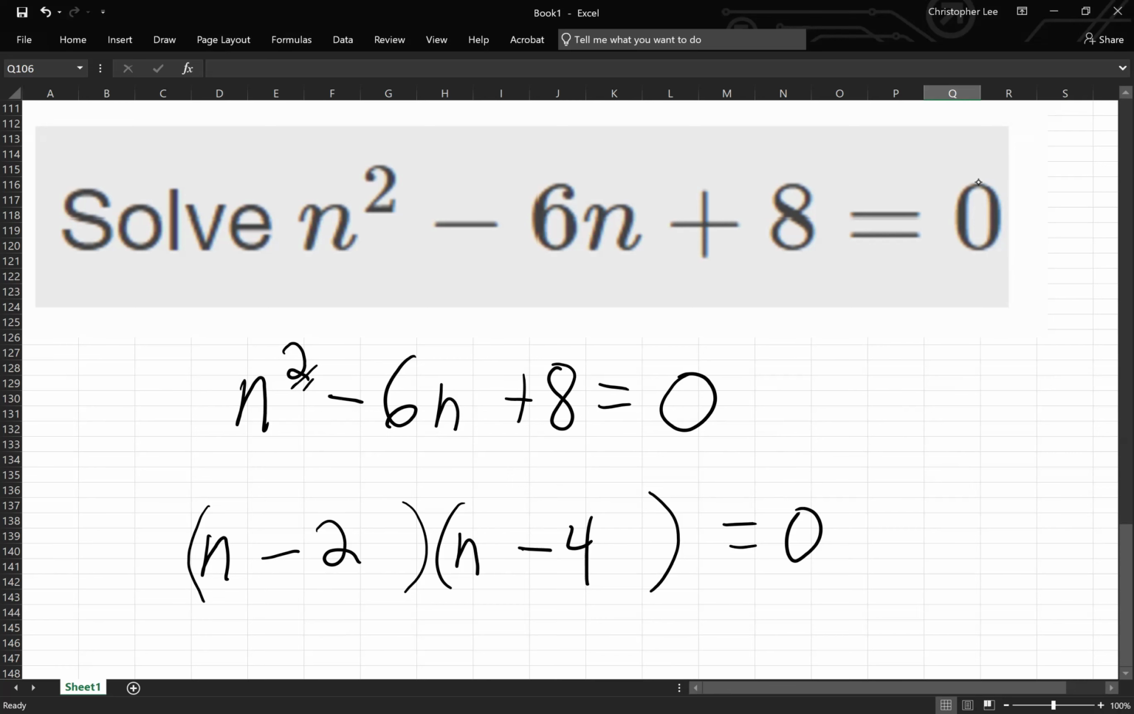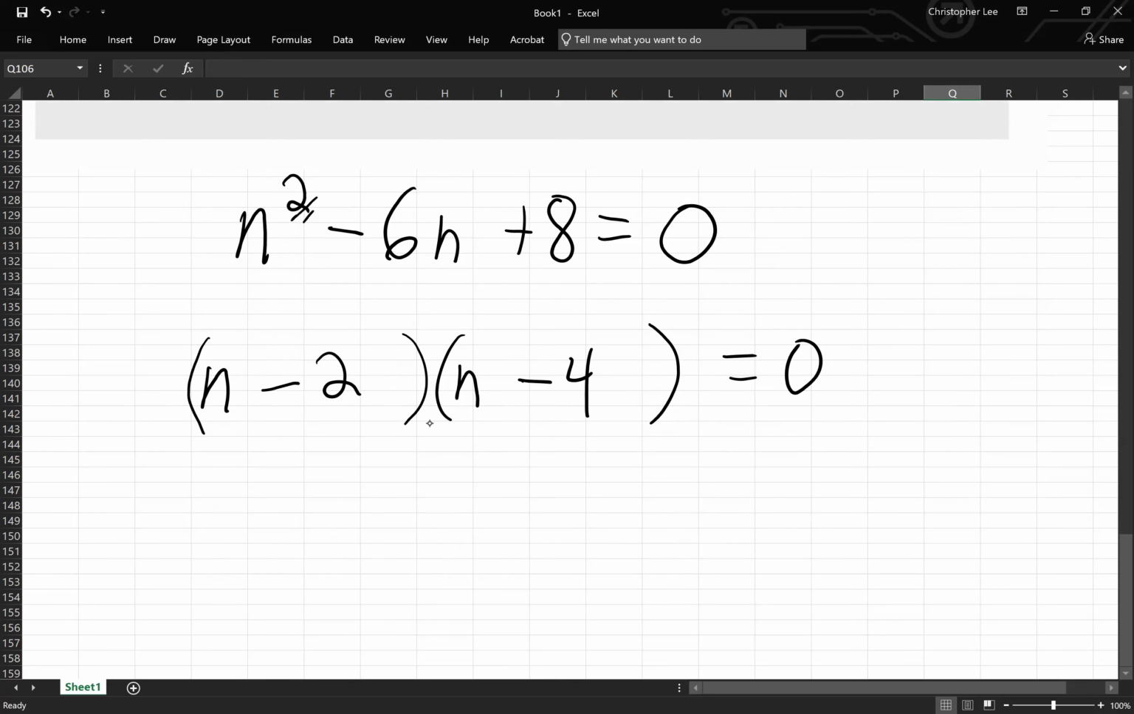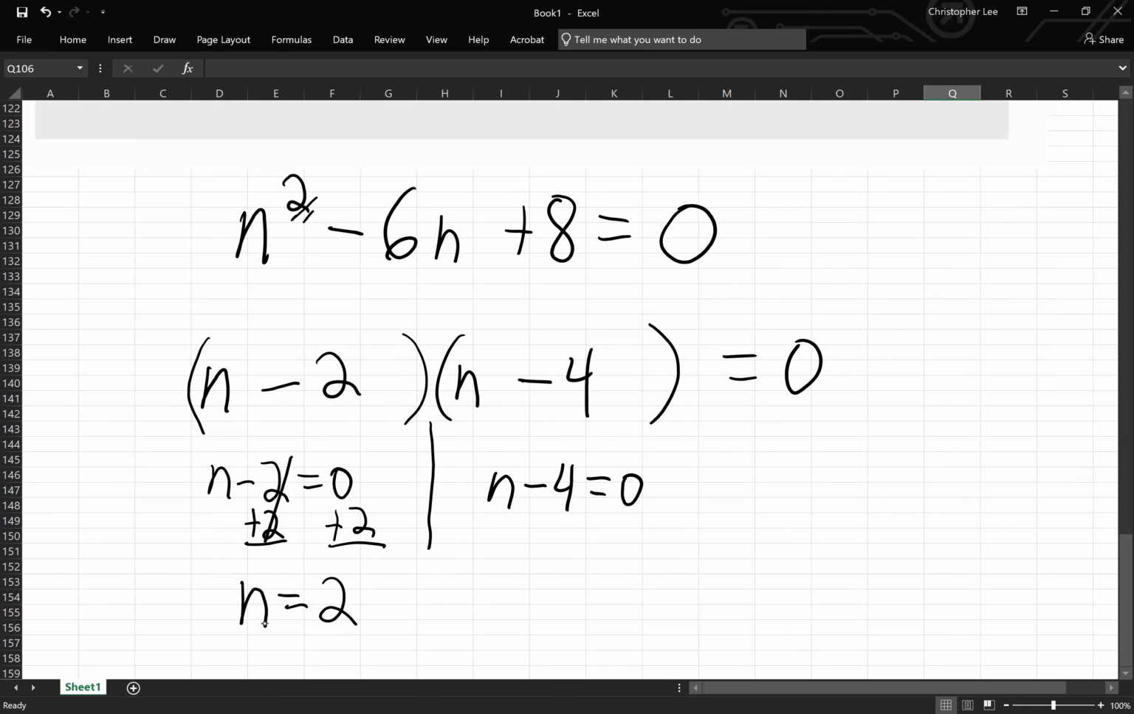Boom, right? Now here's a trick. You've got to set both of these individually equal to 0. So you're going to have n minus 2 is equal to 0, and n minus 4 is equal to 0. Then you want to solve for n, right? So I'm going to add 2 over here. But what I do to one side of the equation, I have to do to the other side of the equation. So this is n is equal to 2, and let's call that n1.